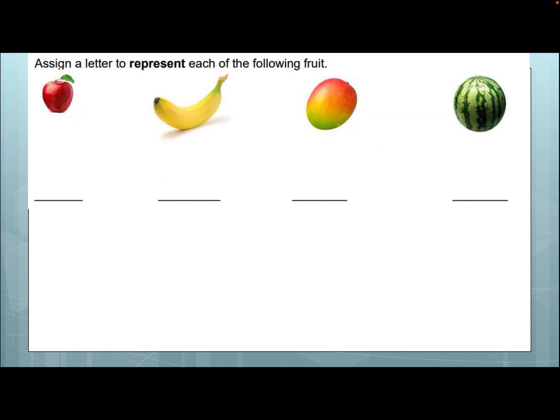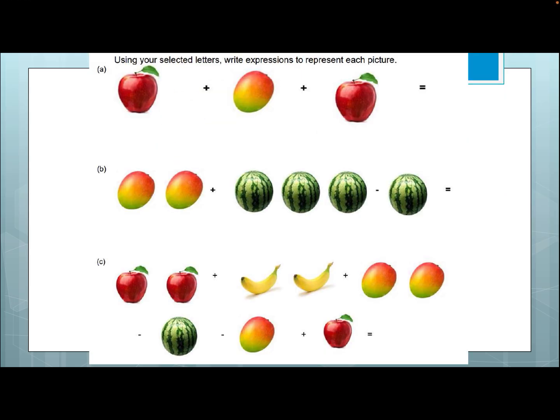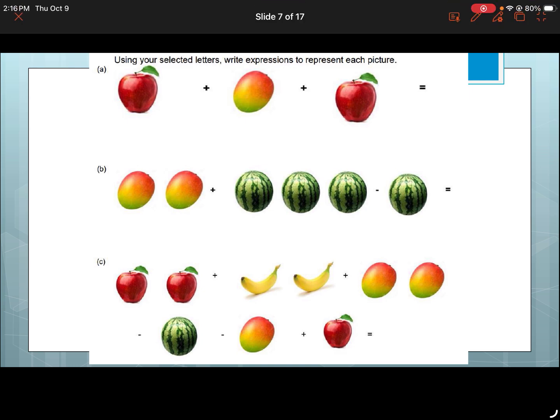Okay, so up to you what letters you use here. For the sake of the argument, let's just call this an apple, let's call this a banana, let's call this a mango, and let's call this a watermelon. Assuming you're using these letters, have a quick go at this. Okay, so hopefully you had a go.